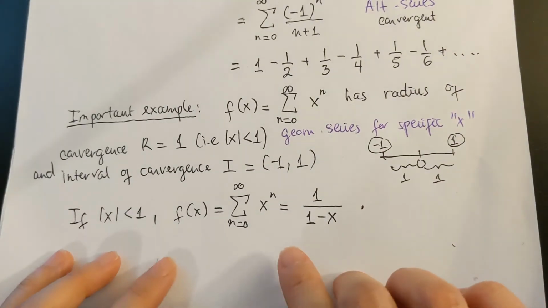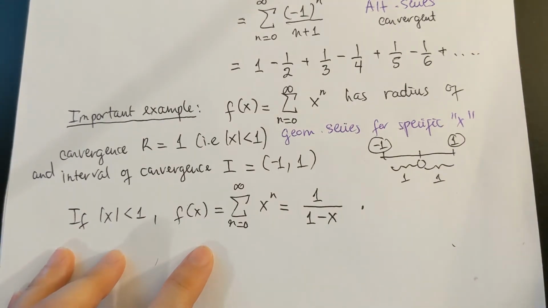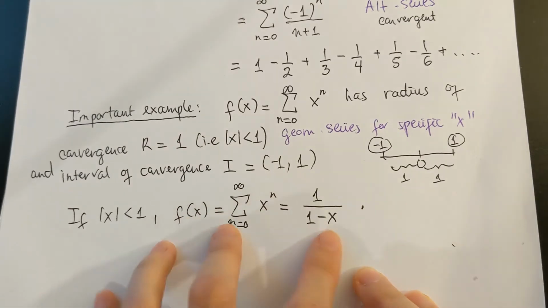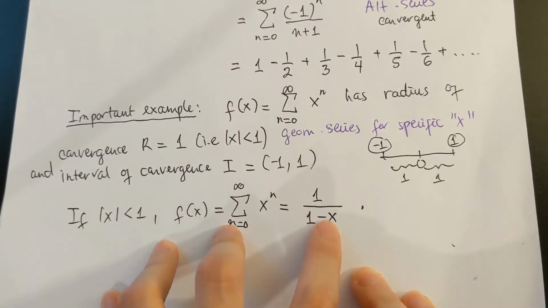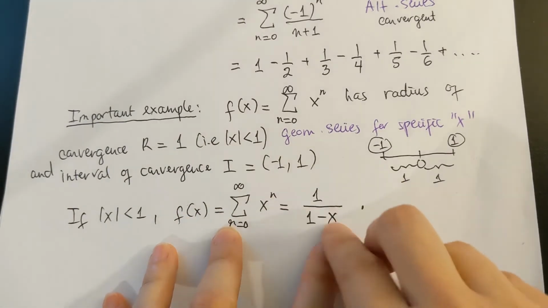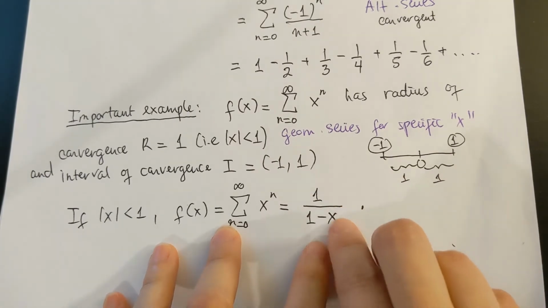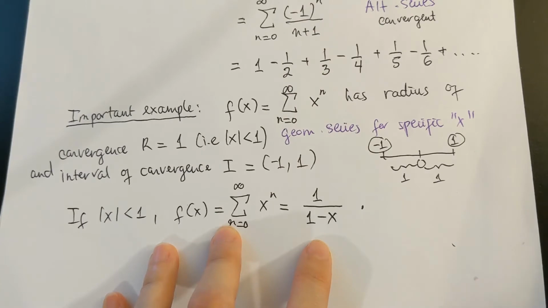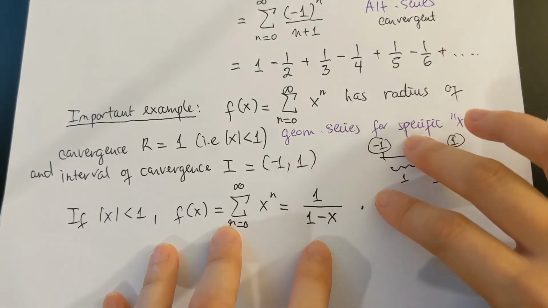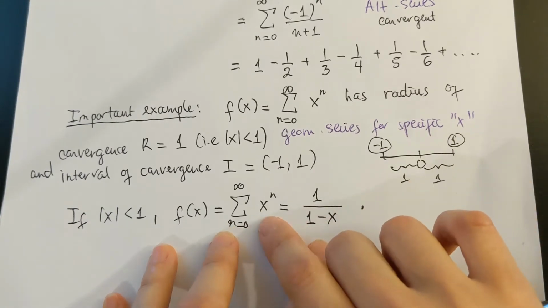So we want to keep in mind this example. Let's say if I happen to see something of a fraction form, but instead of an x here, I have something else. So I would try to mimic this main example to express this as a power series.